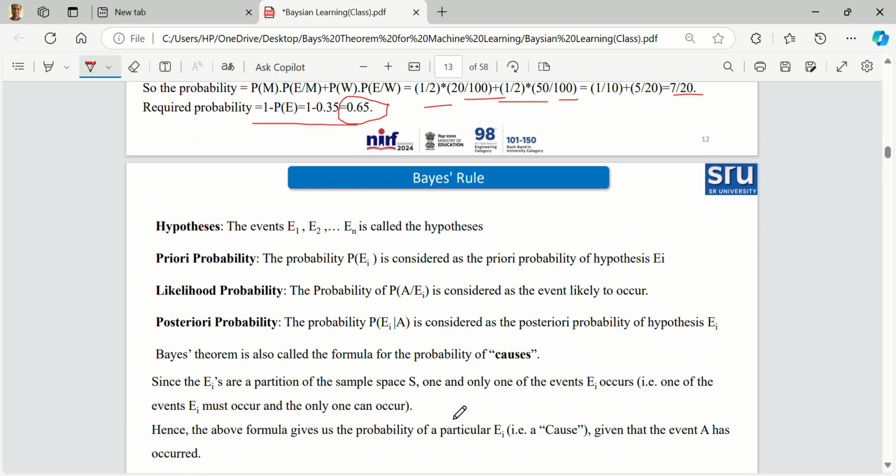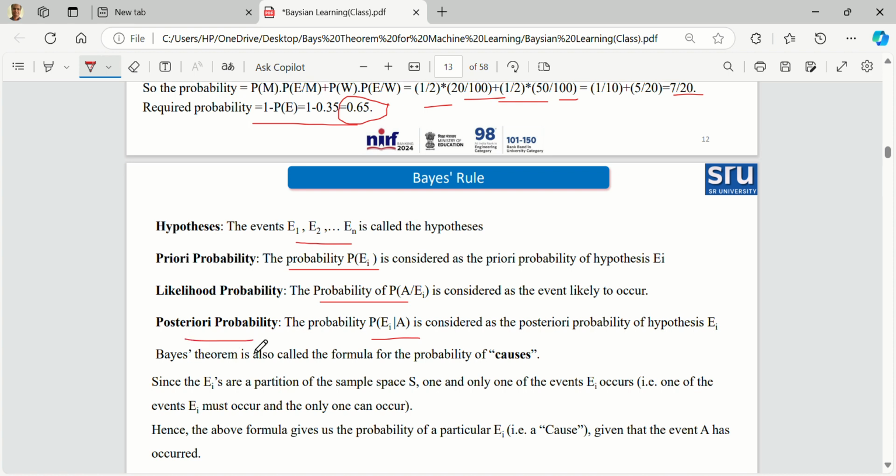Now Bayes rule. In the Bayes rule we have four concepts. One is the hypothesis. The events E1, E2, En are called the hypotheses. Prior probability: the probability of EI is called the prior probability of the hypothesis, already known. Likelihood: you have to find some event A for which EI is already known, called the likelihood for the event A. Similarly, the probability of EI given A is called the posterior probability.